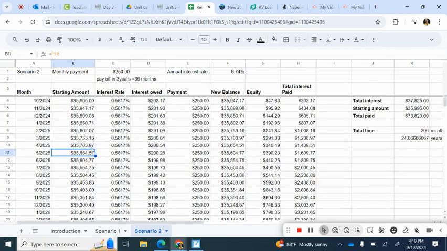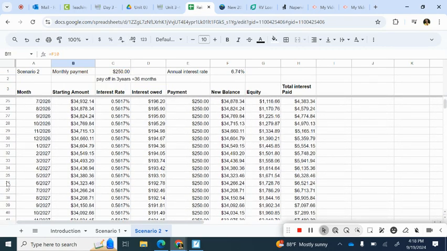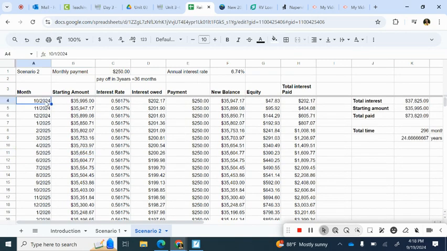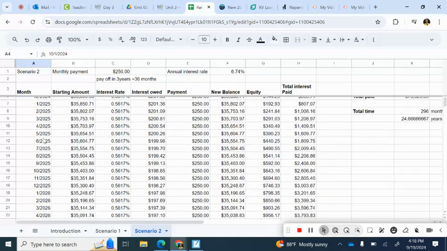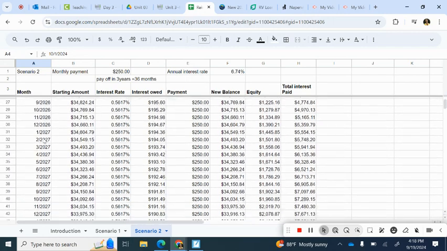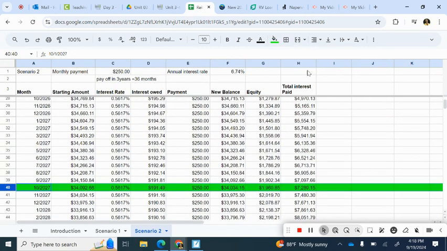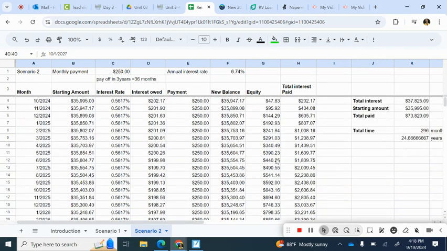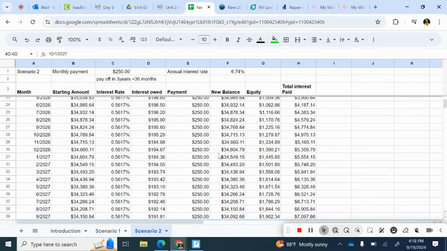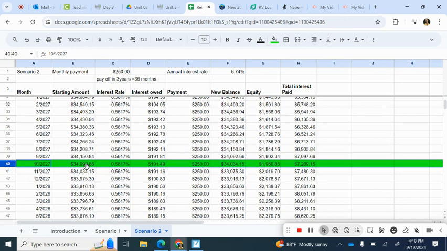So I'm going to go down to my 36 months from 2024. This is not row 36. So 3 years from 2024 is 2027. So I'm going to find October of 2027 and I'm paying it off here. Now, with my current plan, I still owe $34,000 in 3 years.